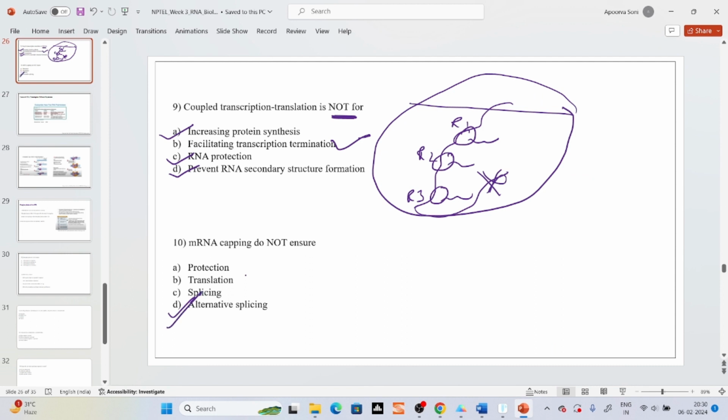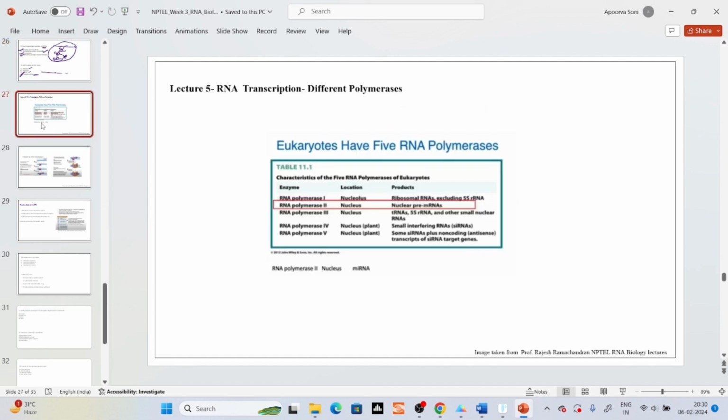Because mRNA capping is ensuring protection, it can help in splicing, it has no role in inhibiting translation because it is at the 5' end. But mRNA capping does not ensure alternative splicing, because alternative splicing is a cell specific feature: in a particular cell, whatever genes have to be expressed, those exons are chosen and that mRNA is formed. Therefore, it has no role in alternative splicing. Then we will just quickly move.